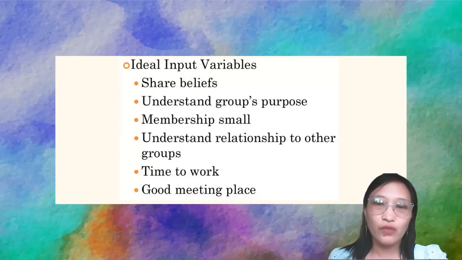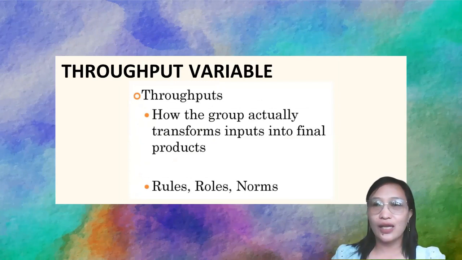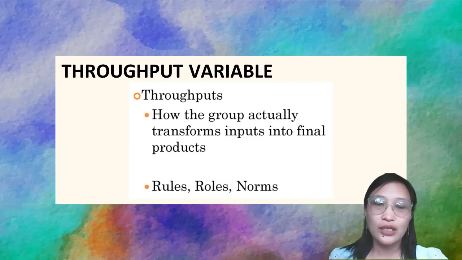Now we have the next variable, which is the throughput variable. It describes the processes and activities that transform inputs into outputs. They capture the flow of information, actions, and decision making within a particular group. So this is how the group actually transforms inputs into final products. These are the rules, the roles, and the norms.